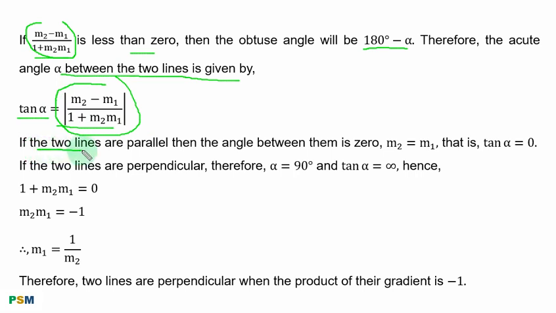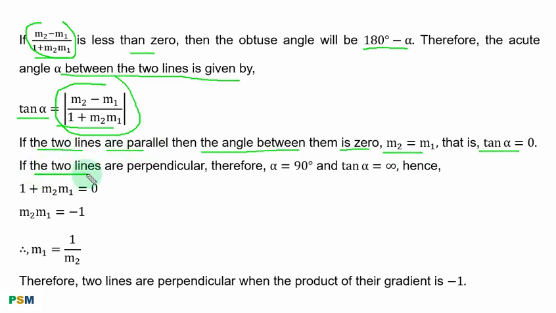If the two lines are parallel, then the angle between them is 0. In that case, the gradients are equal. That is, tan alpha is equal to 0 if the two lines are parallel.